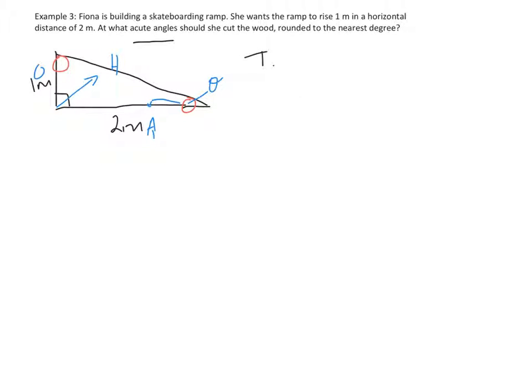So what we're going to say is that tan of theta equals 1 meter divided by 2 meters, and those two correspond to the opposite and adjacent sides. So what I'm going to do now is 1 divided by 2, which is 0.5, and that's the tan of theta. There we go.